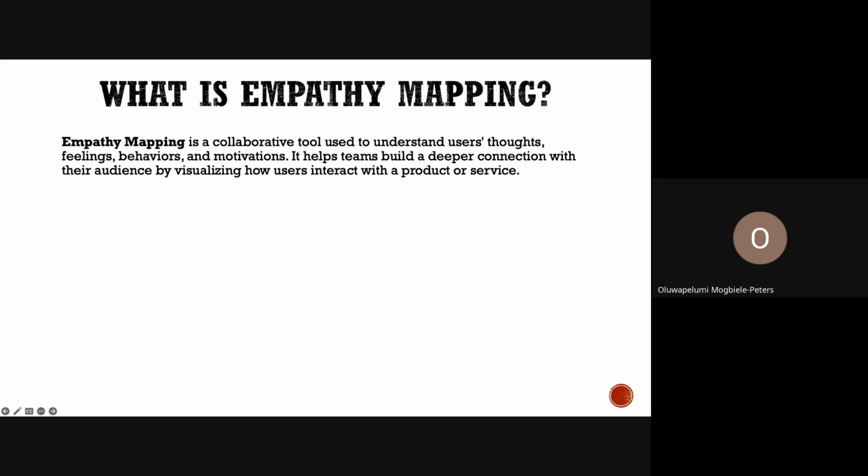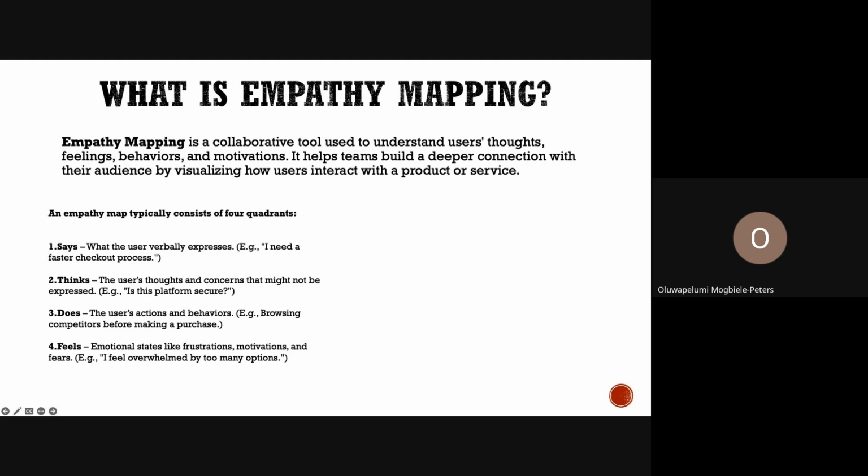So, an empathy map typically consists of 4 quadrants. What the user verbally says. What is the user thinking? What are their thoughts and concerns? That is a problem that your app fits. What are their actions and behaviors? That is a problem for them that your app meets. What feelings do they have that they need answers to that your app provides? Am I communicating, guys? Yes, sir. Thank you.